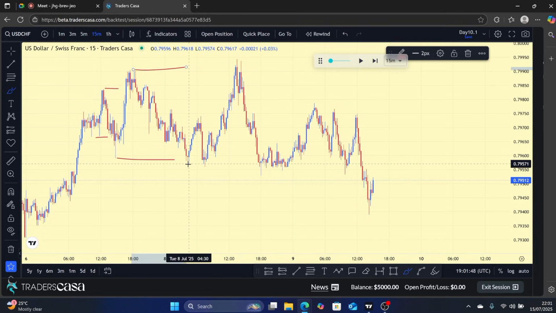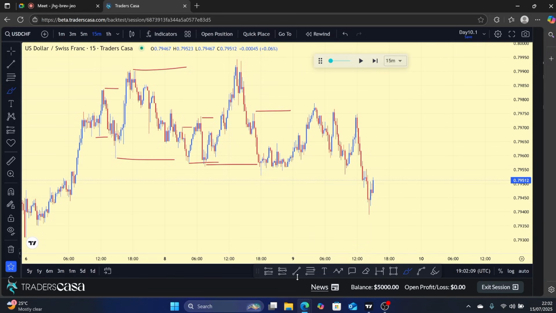All right, this is not a sweep. You can see it was violated here. So this means that this here was the minor inducement. This here was a break of structure, change of character. Then inducement taken out, break of structure all the way to the downside. Of course, so we have our new trading range right now here.